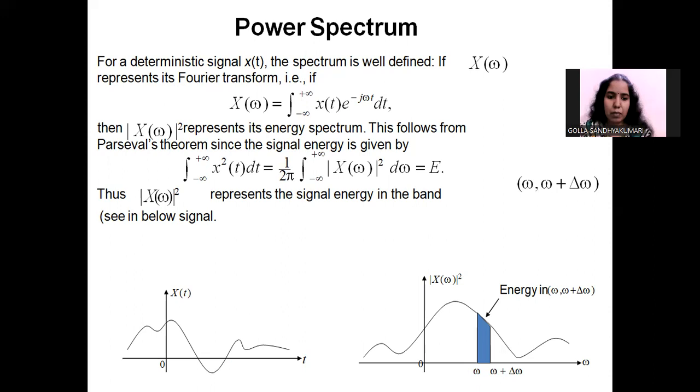Based on Parseval's theorem, the signal energy is given by integral from minus infinity to infinity x square of t dt equals 1 by 2 pi integral from minus infinity to infinity mod X(omega) square d omega. So you can see the representation of energy in the time domain and frequency domain. Mod X(omega) square represents the signal energy. And here you can see the graphical representation of the input signal in time domain and also the frequency representation of the same signal.